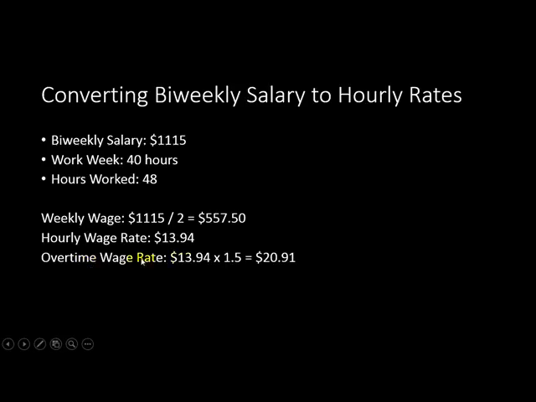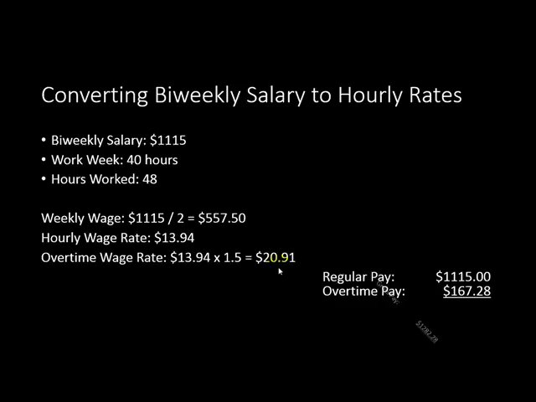The overtime wage rate is calculated by taking the hourly wage rate of $13.94 multiplying by 1.5 to give us $20.91 as overtime wage rate. The regular pay, $1,115. Overtime pay, $167.28. For total gross pay of $1,282.28.